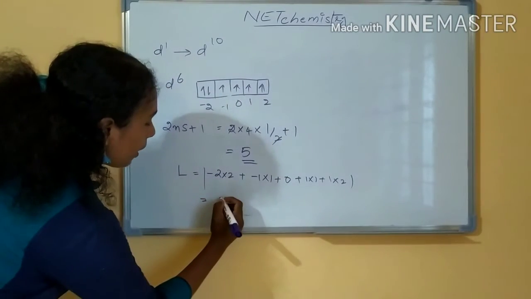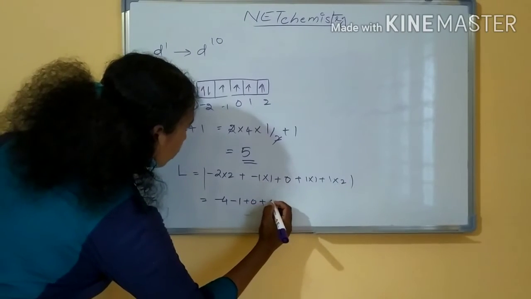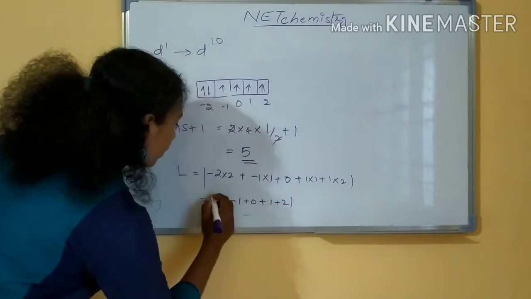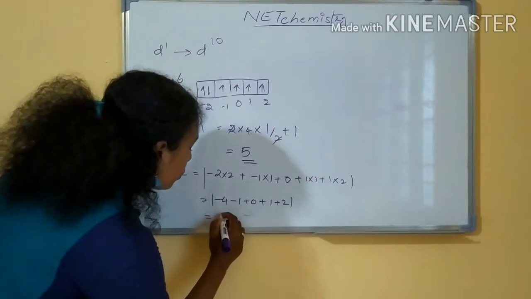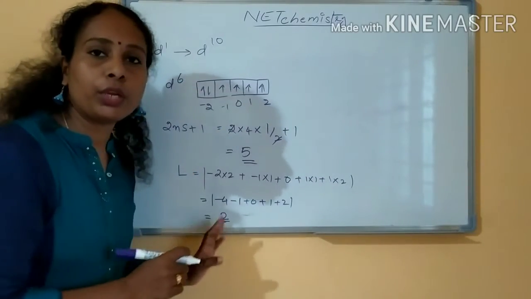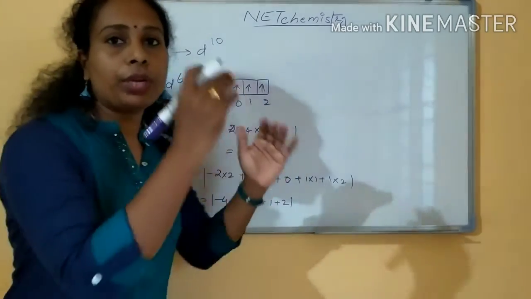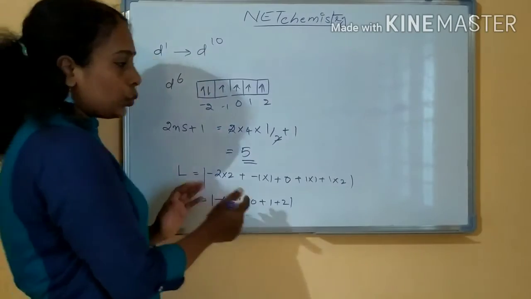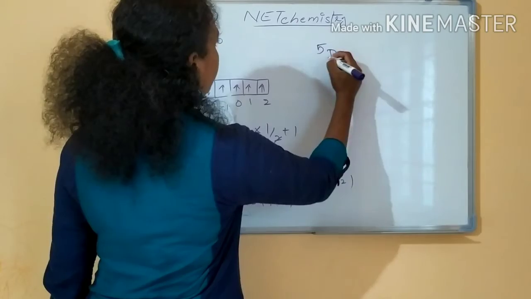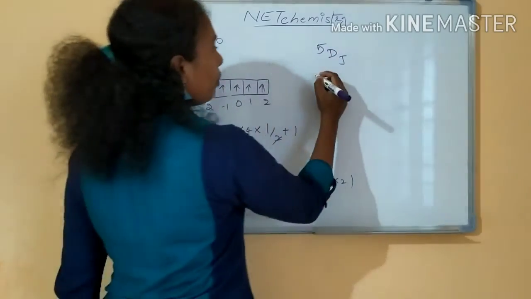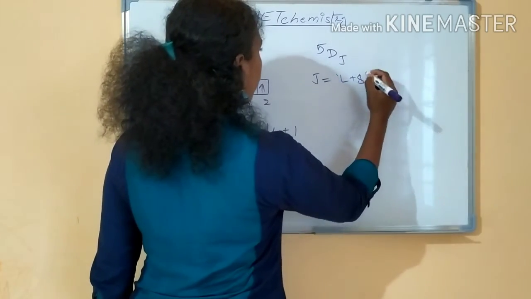So what are you getting? Minus 4, minus 1, plus 0, plus 1, plus 2, right? So minus 5 plus 3, you are getting minus 2. You take the modulus, so you will be getting the value 2. It is clear for you, right? Whatever value you are getting, you have to take the modulus. I got the L value as 2. L value equal to 2 represents D, right? So you got now 5DJ. Clear? Now you have to find out the J value. J value is equal to L plus S to L minus S, right?